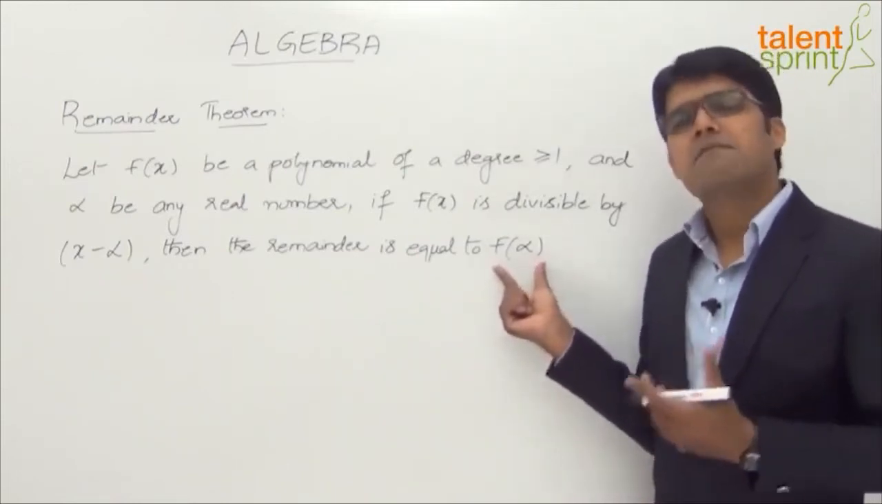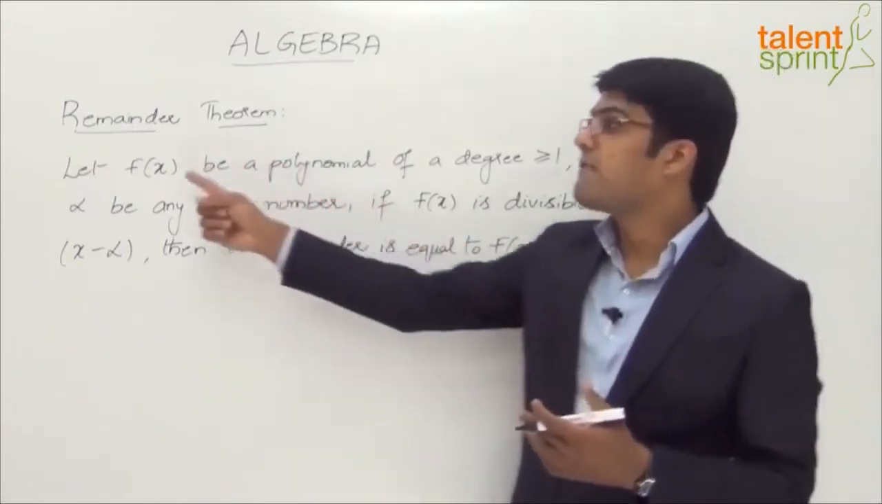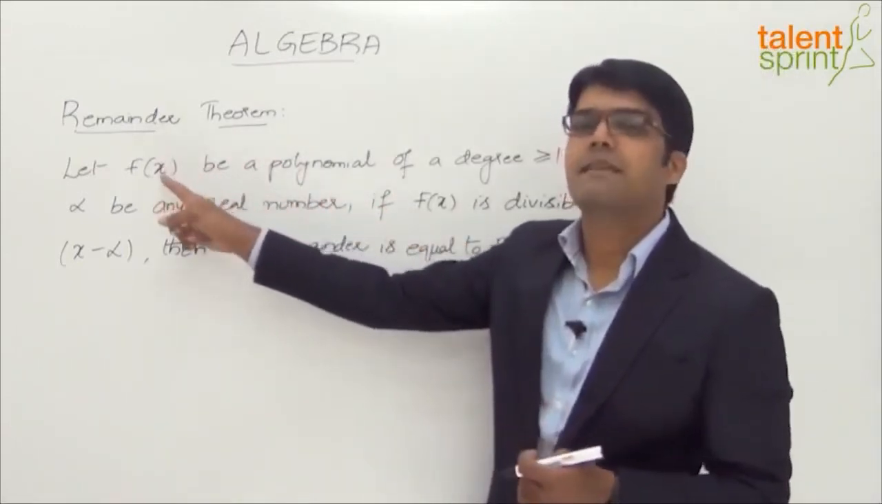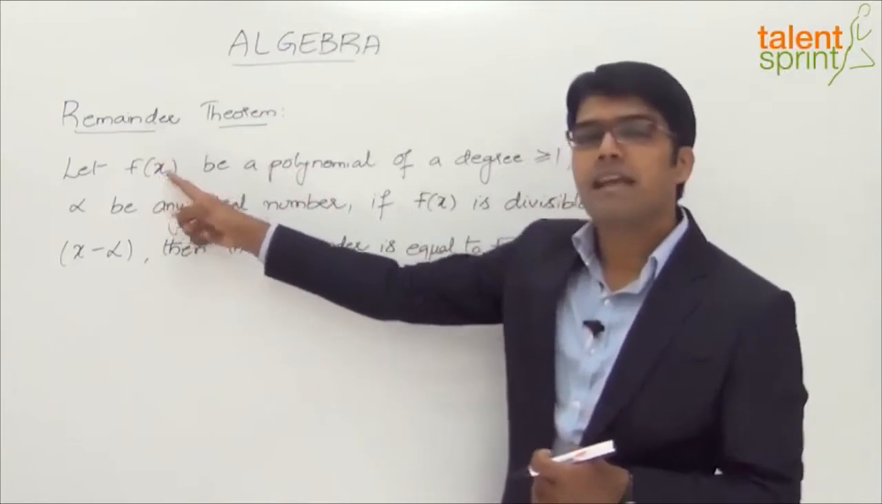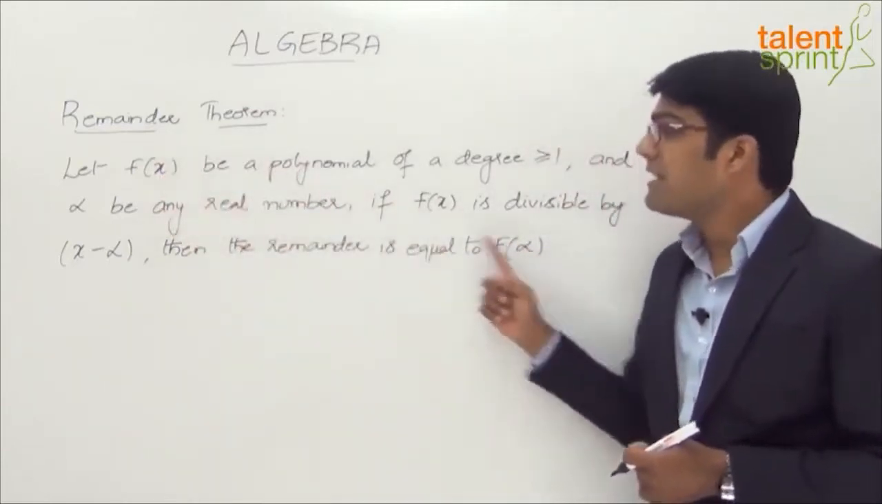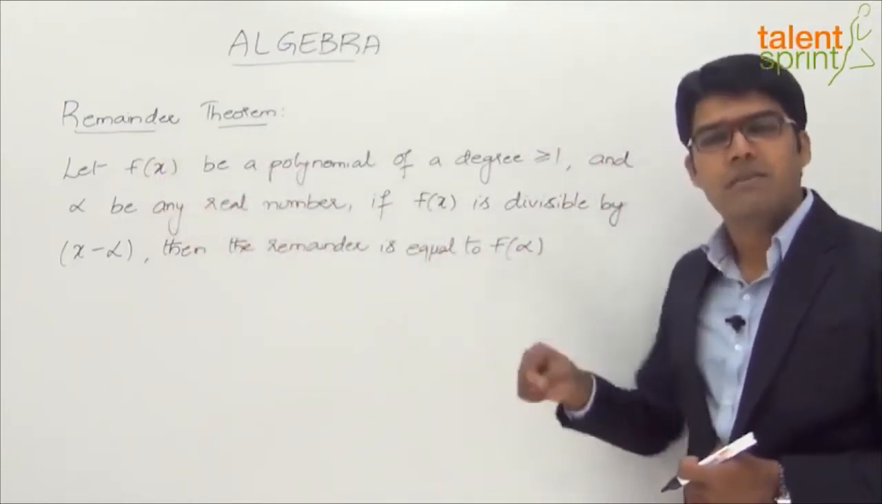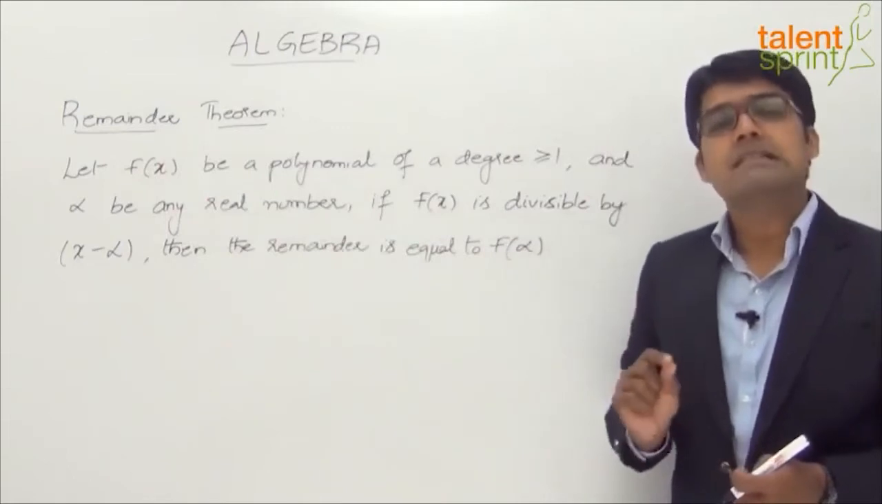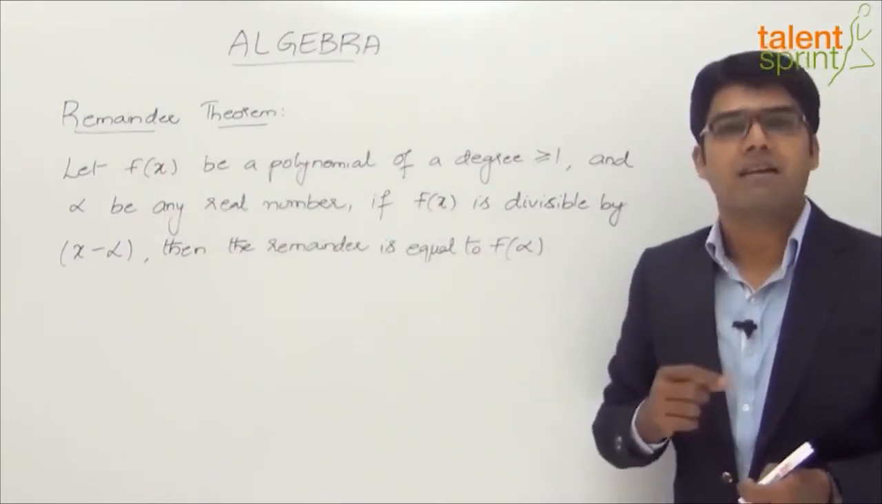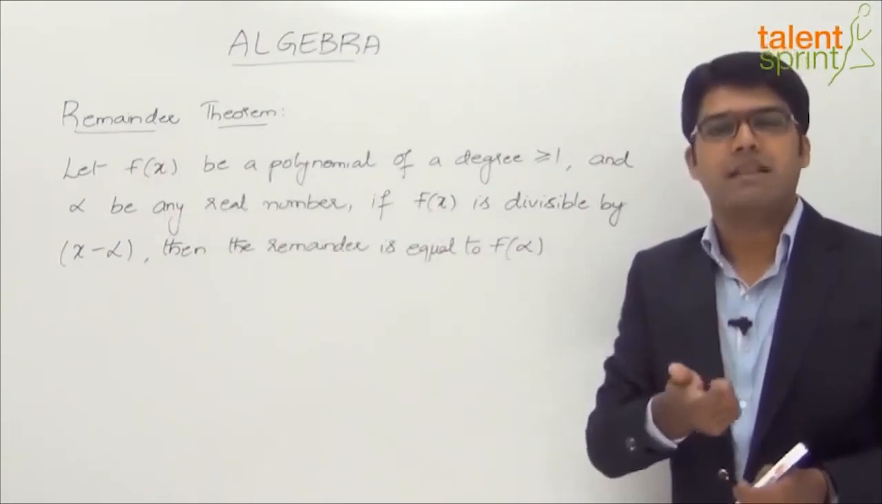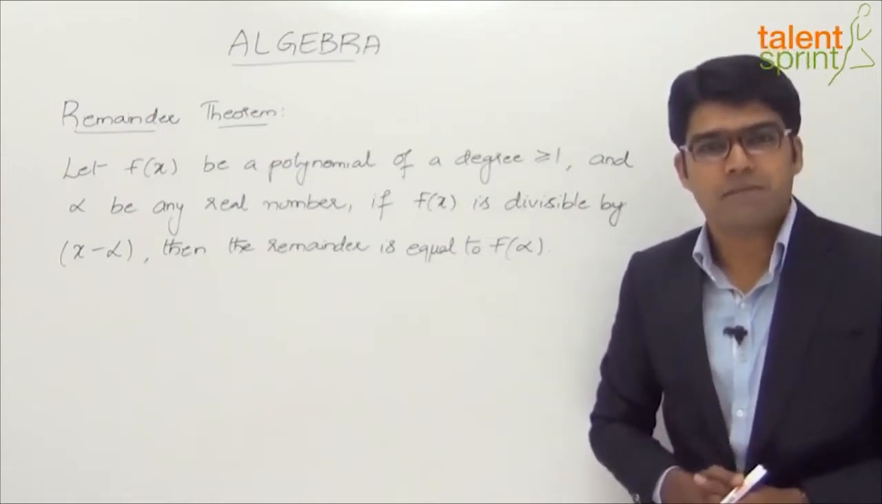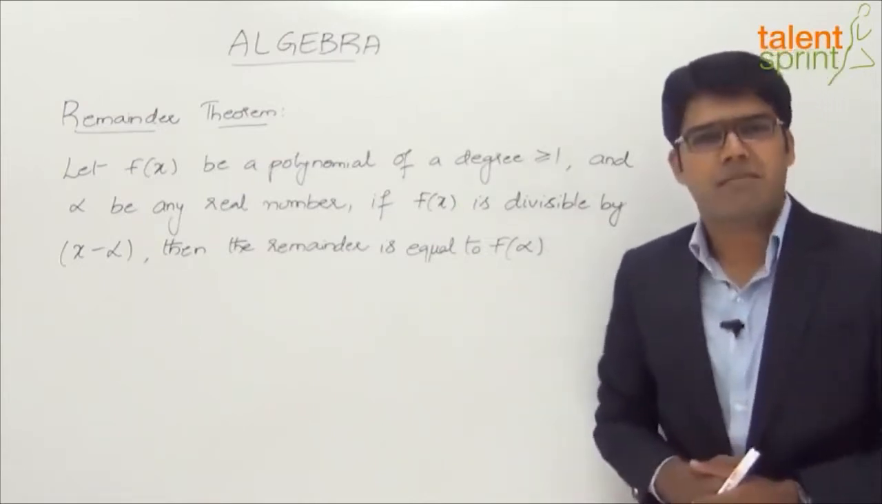Now what is meant by f of alpha? See, f of x is the polynomial where x is the variable. In place of the variable x, we need to substitute the real number alpha. So wherever we have x in the polynomial, just replace that with the number alpha. Whatever simplification we get, the number there is going to be the remainder. Let us understand this with the help of an example.